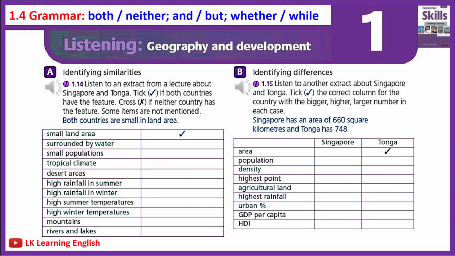So most people in Singapore live in the city, and the urban-rural split is 100-0. But Tonga is very different. Only 25% of people live in towns. Finally, Singapore is a very rich country with a GDP per capita of $57,000, which is third place in the world, while Tonga only has a GDP per capita of $2,900.